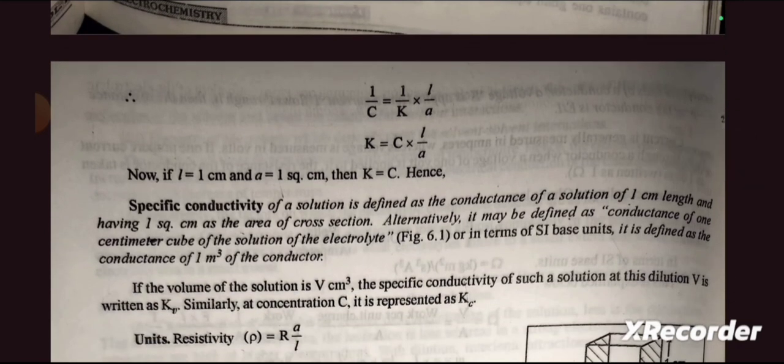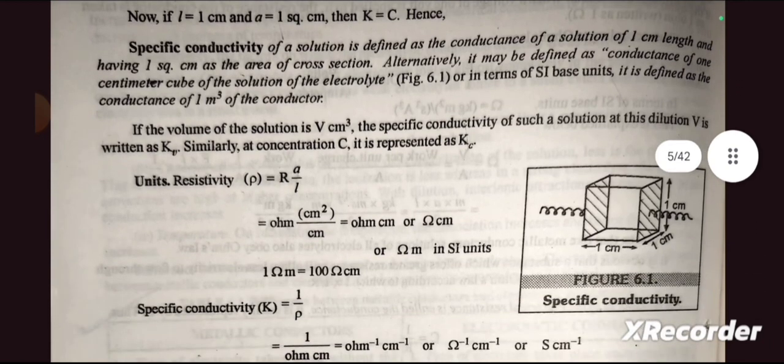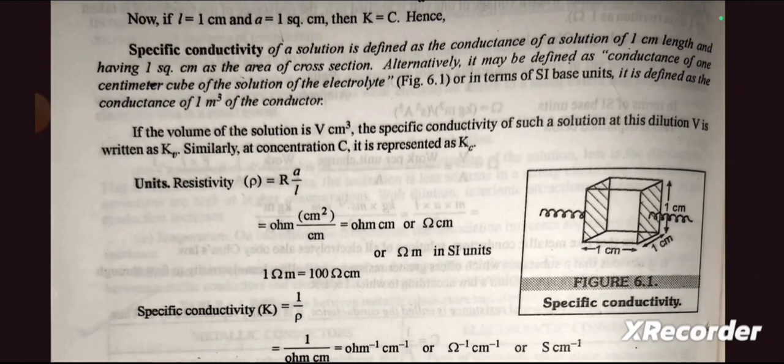Now, if L is equal to 1 centimeter and A is equal to 1 square centimeter, then κ is equal to C. Hence, specific conductivity of a solution is defined as the conductance of a solution of 1 centimeter length and having 1 square centimeter as the area of cross section. Alternately, it may be defined as the conductance of 1 centimeter cube of the solution of the electrolyte, figure 6.1, or in terms of SI base unit, it is defined as the conductance of 1 meter cube of the conductor.